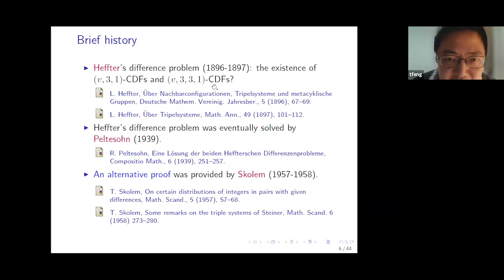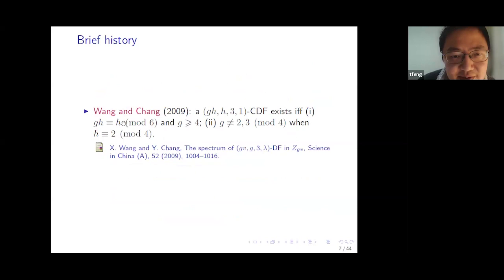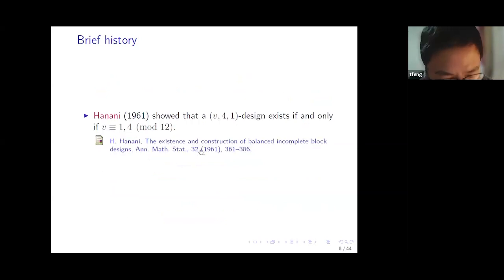Okay, we record the definition of CDF. We know the general parameter is (v,h,k,1). Here, the second parameter is h. So here, Peltesohn solved the cases of h is 1 and 3. For the general case of h, the general case was solved by Wang Xiaomiao and Chang Yanxun in 2009 in direct constructions for most cases. This is the story for k=3.